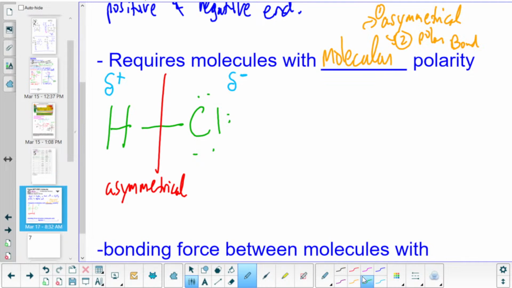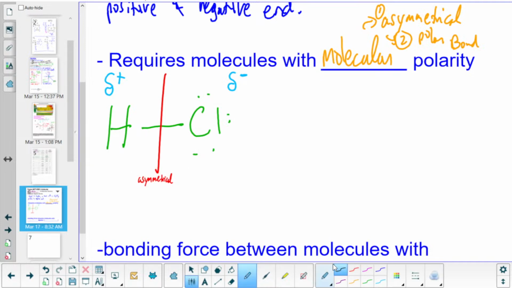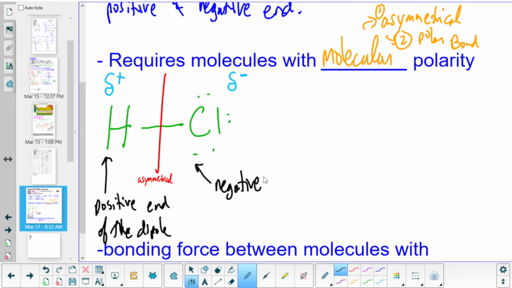So we have, no, now I'm going to run out of room. I'm going to cheat. So that is the positive end of the dipole. That is the negative end of the dipole.